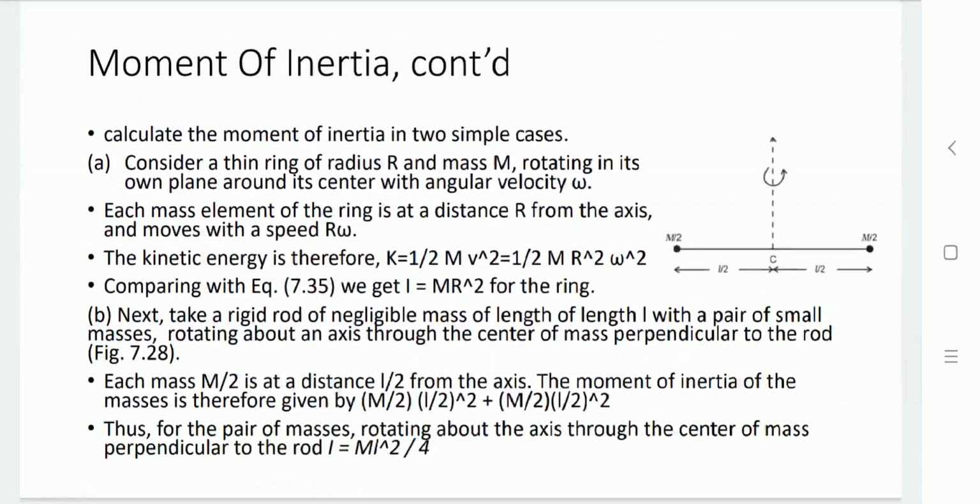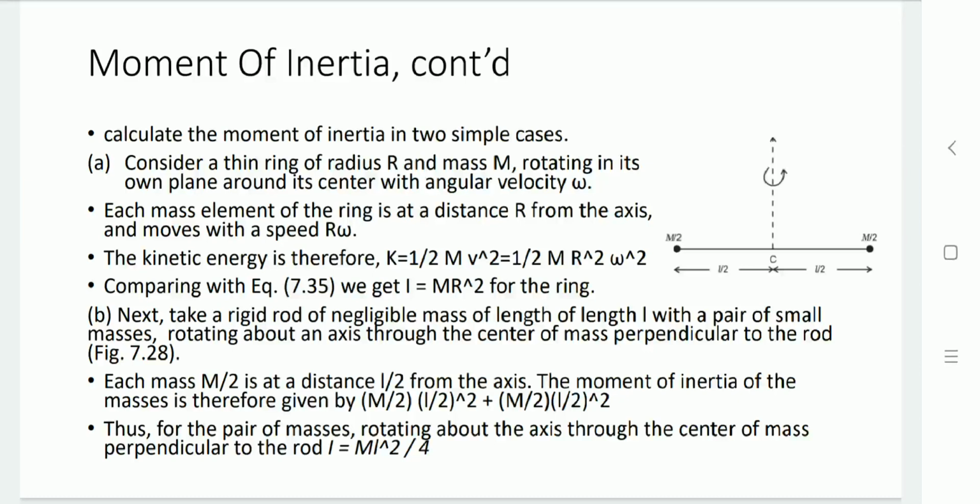Consider a thin ring of radius r and mass m rotating in its own plane around its center with angular velocity omega. So an element of mass of the ring is at a distance r from the axis and moves with speed r omega. So its kinetic energy 1/2 mv square equals 1/2 m r square omega square. So I equals m r square.